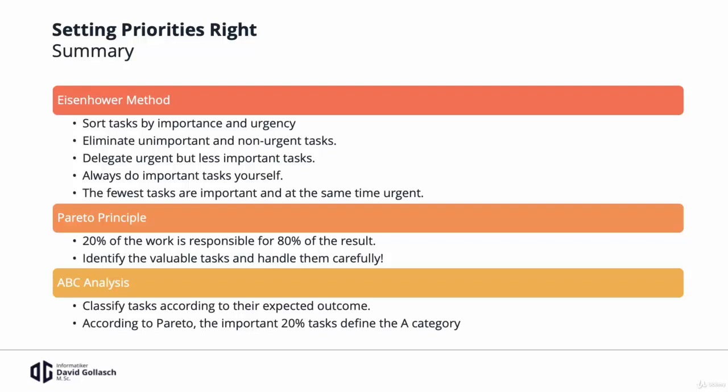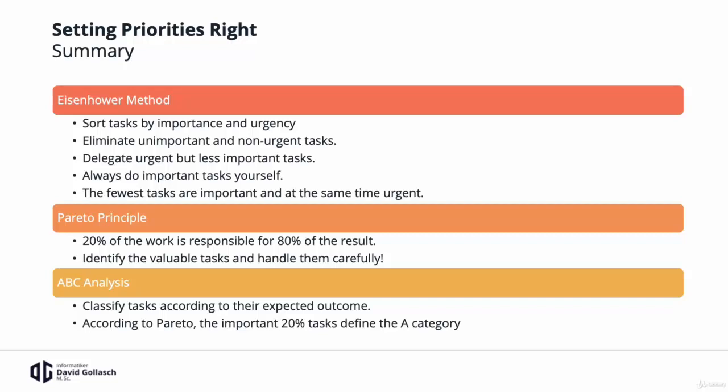Let's get into a summary. So we got to know 3 methods or 3 concepts that can be applied for setting priorities in the right way, to reorder your list of tasks to move on into your time management in a more efficient way, so that you can distinguish the most relevant from the less relevant tasks.